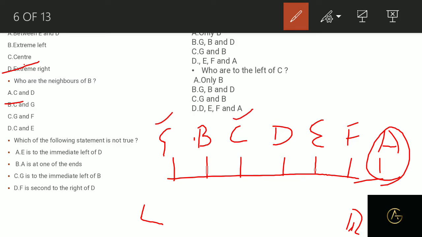Which of the following statements is not true? What is written? Not true. Be careful, guys. Not true or true. So the first option is E is to the immediate left of D. No.